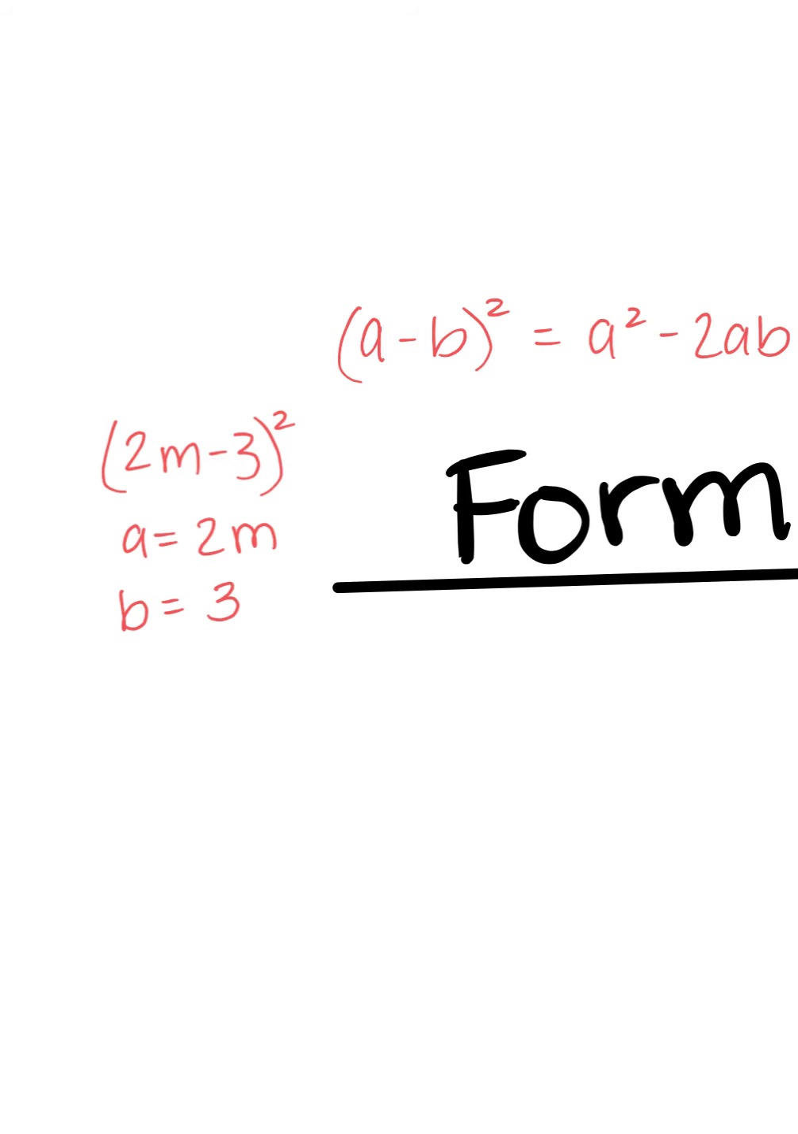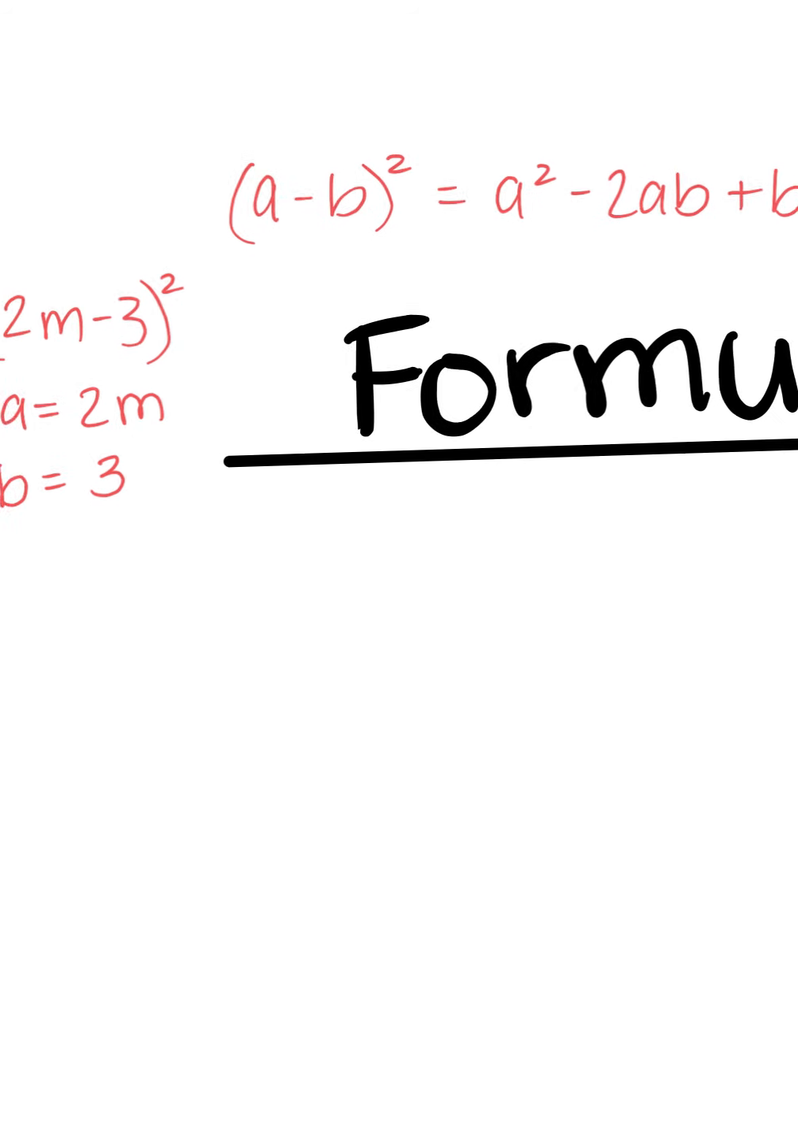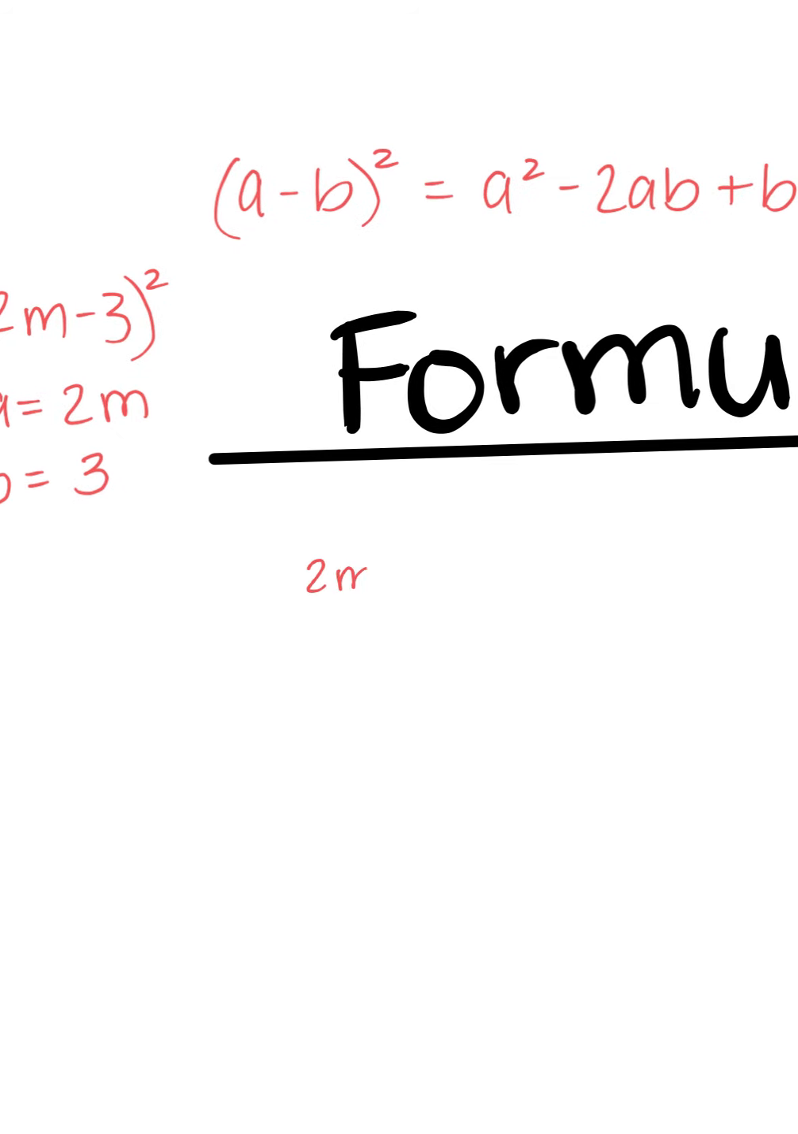Wherever I see a, I'm going to put in 2m. Wherever I see b, I'm going to put in 3. So we've got a squared, so (2m) squared, minus 2 times 2m times 3 plus 3 squared.